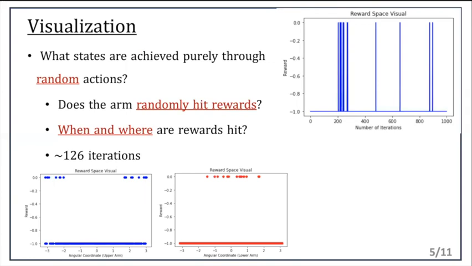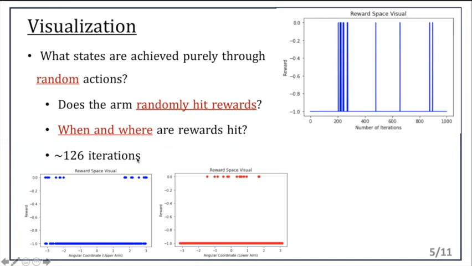There were a couple of questions I wanted to ask in terms of visualization before I started this project. The first being, what states are purely achieved through taking random actions? If I act randomly, do I ever get to a point where I actually hit the reward surface, so that I could meaningfully do policy updates after I hit it? You'll see in the graph on the right, this was taking random actions from the hanging vertical position. When acting randomly, I am actually able to hit the reward surface a couple of times within 1,000 observed states. So it can achieve swinging upward just by acting randomly, which is needed for performing policy updates later.